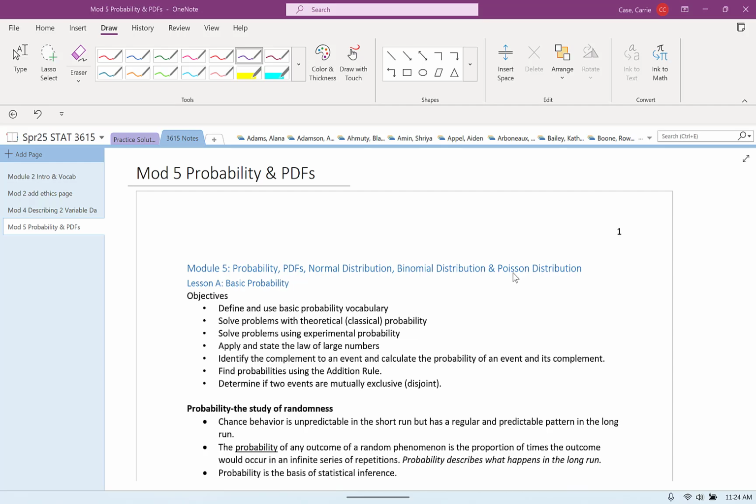Hi, folks. So we are back at it with Module 5 notes, and there are three major sections in this module. The first section is basic probability, and then we move on to probability distribution functions, and specifically we're going to then move on to the normal distribution, which is a PDF, a probability distribution, and we're going to also talk about the binomial distribution, which is also a PDF.